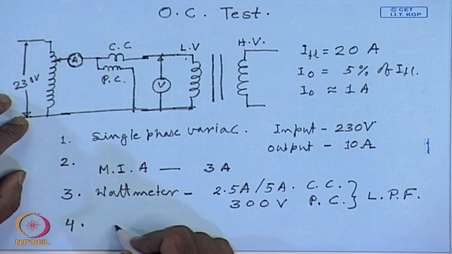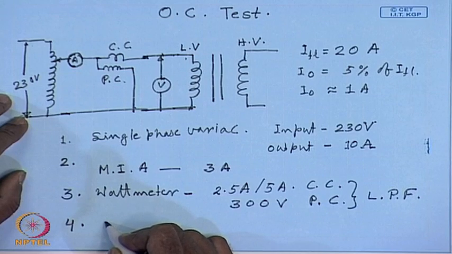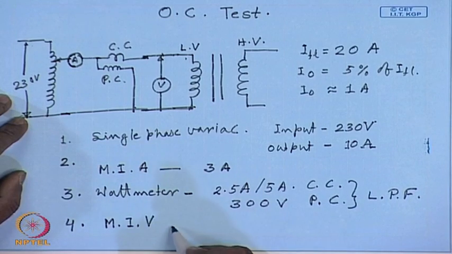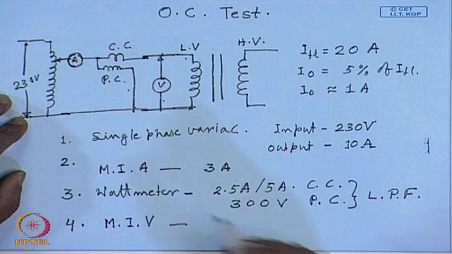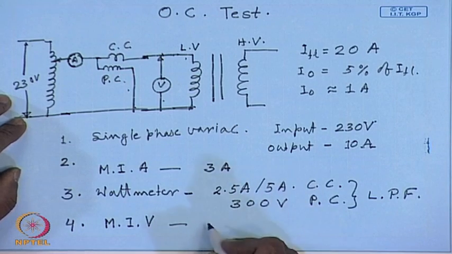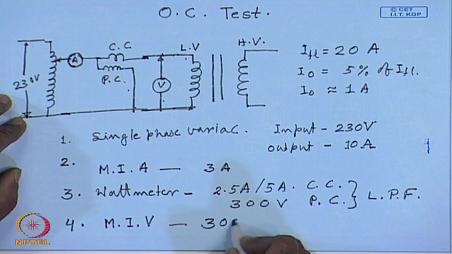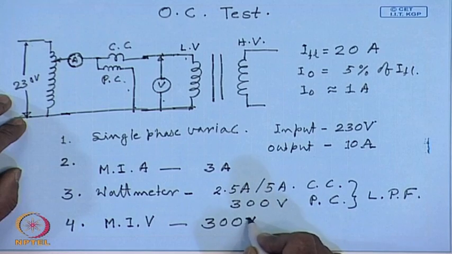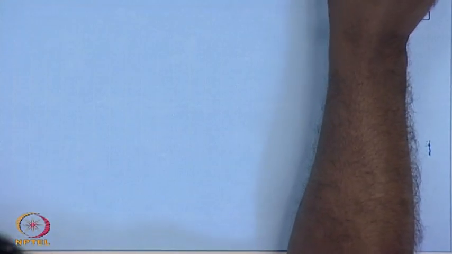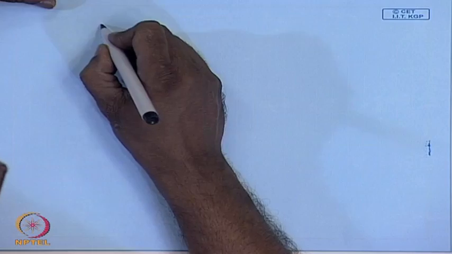Finally, we will need an AC voltmeter, which is a moving iron voltmeter, and since it is connected to the same points as the potential coil of the wattmeter, this should also be rated at 300 volts. So, to summarize, to do this test, the following equipment will be required.